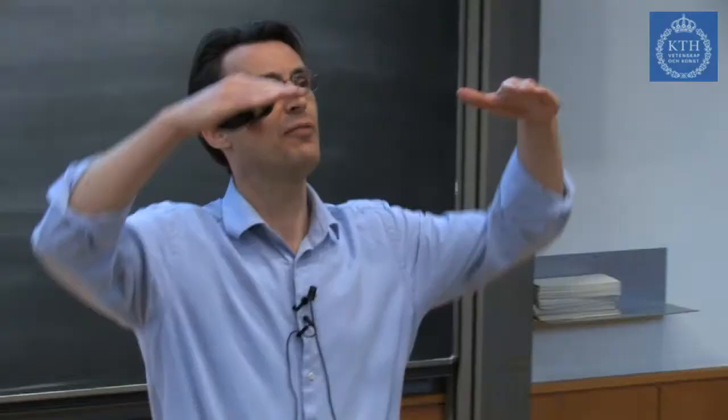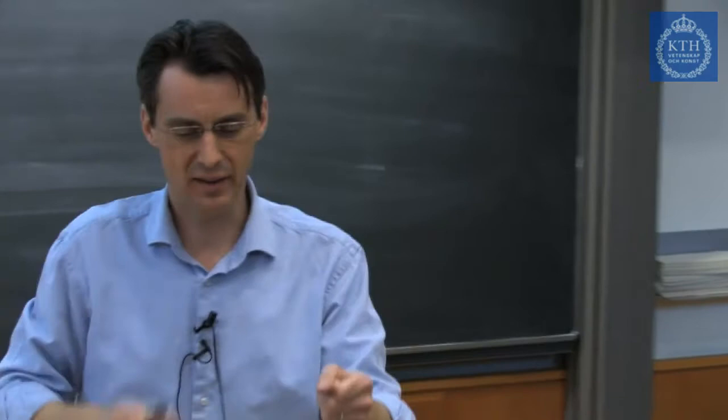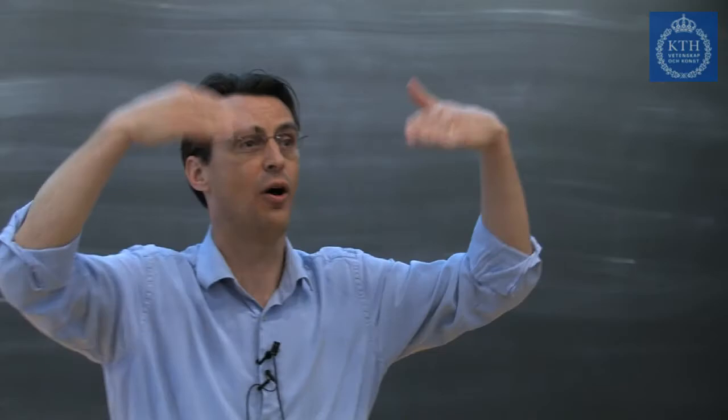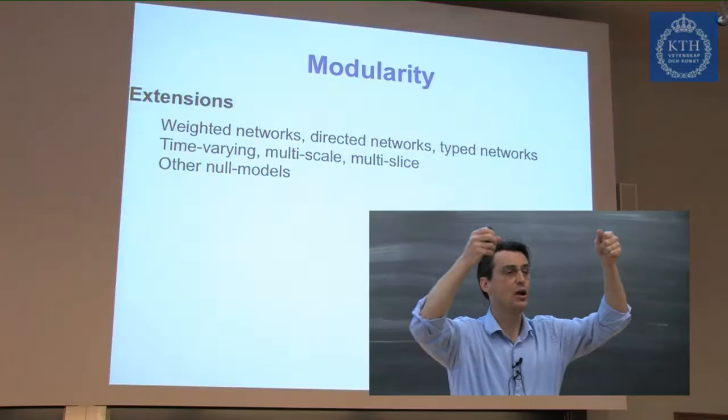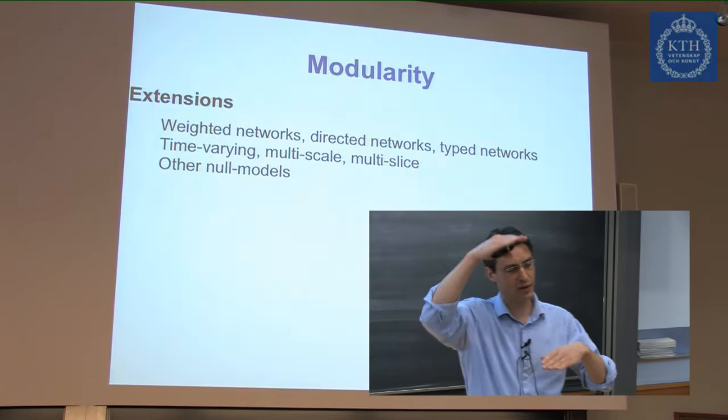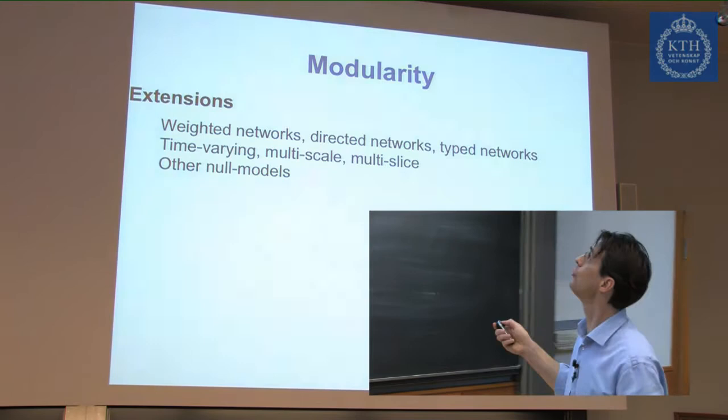For example, for papers, you could have A citing B, that's one level, and then the same set of papers, you could connect two papers as soon as there is a common author, for example. And then you could also have a third layer where you connect two papers if they've been published by people in identical institutions, for example, and so forth. Right? So you can have different layers and still want to discover communities in that set. And that's the multi-scale or multi-slice.